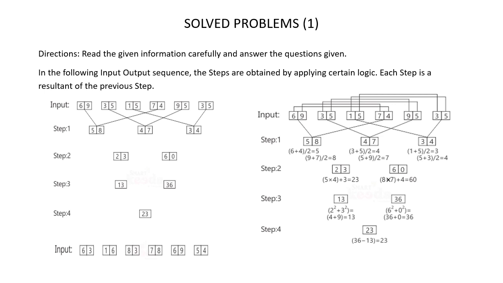Similarly, 8 multiplied by 7 is 56, and 56 plus 4 is 60, and 60 is the second number of step 2. So 23 and 60 are the two numbers in step 2.